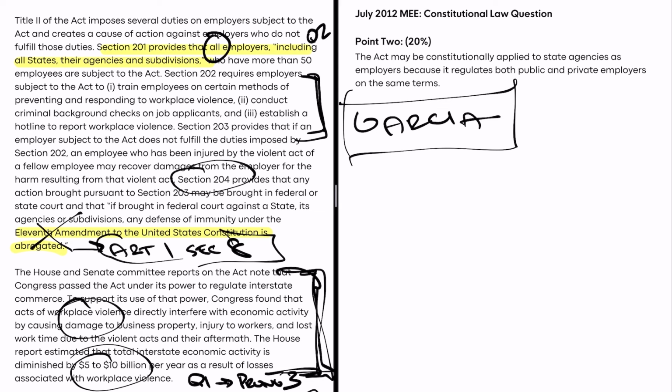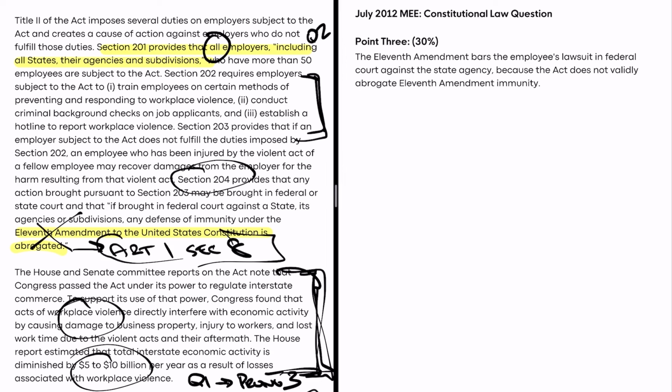Generally, we know that Congress cannot commandeer the states to regulate private conduct. However, if Congress is treating private employers and public employers even-handedly the same under Garcia, that is allowed. That's not commandeering because they're not directly targeting the states. That was point number 2, which takes us to point number 3, which was worth 30%.